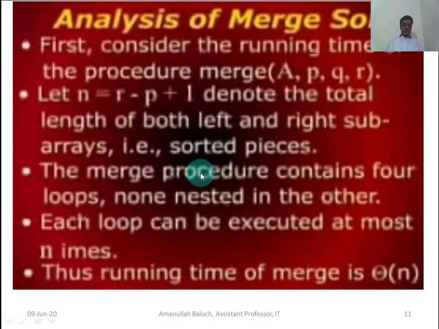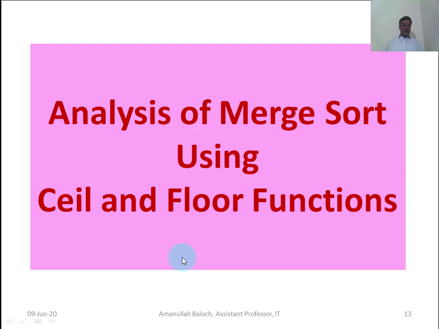The merge procedure contains 4 non-nested loops in order. We have already discussed that there are 4 non-nested loops. 3 are while loops, and the last one is the for loop. Each loop can be executed at most n times. Let each loop execute n times. But it is not true. Some loops will execute n times. For example, the for loop will execute n times. But the rest of the loops, the first while loop will execute a little bit more than the middle two while loops. Thus, the running time of merge is theta of n. How did we get this theta of n? We see in the next slide.